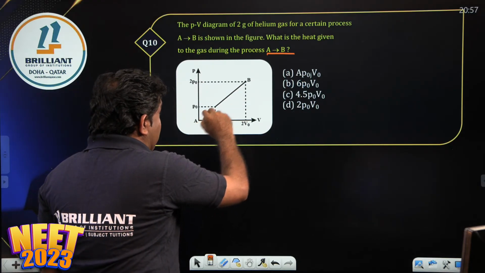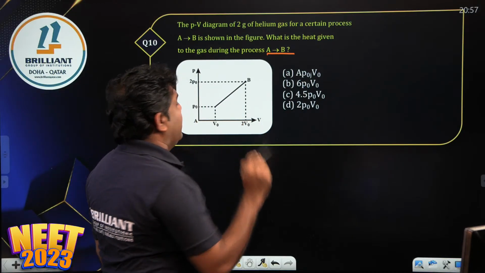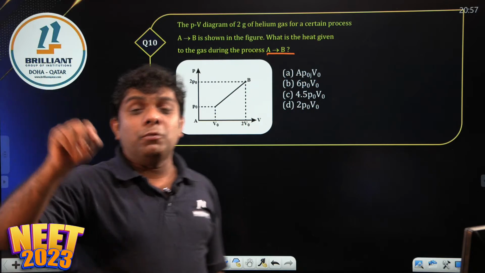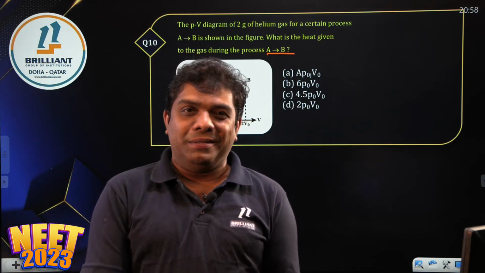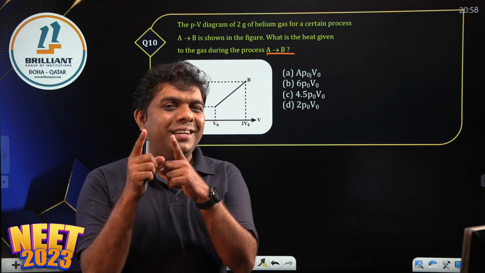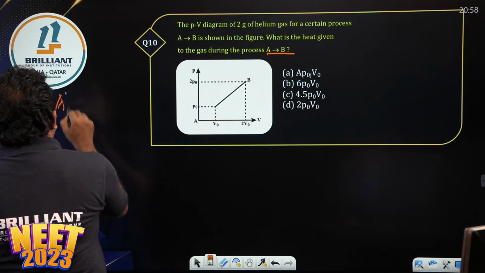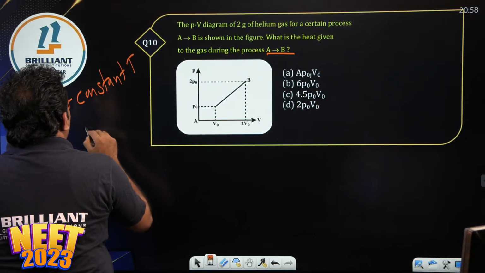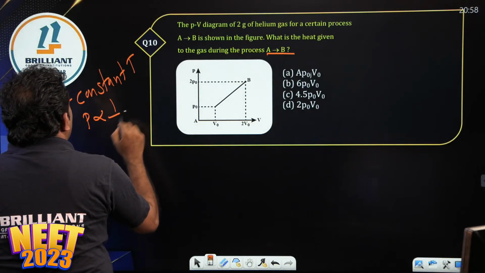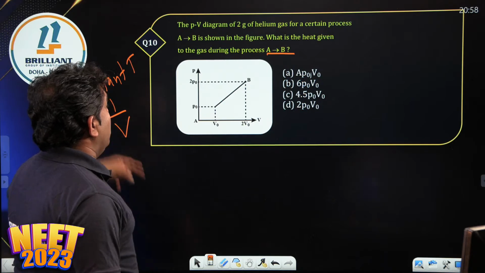Pressure is increasing, volume is also increasing. So P is directly proportional to V, which happens at constant temperature. It's a very important point. We studied that at constant temperature, pressure is inversely proportional to volume. P is inversely proportional to volume.